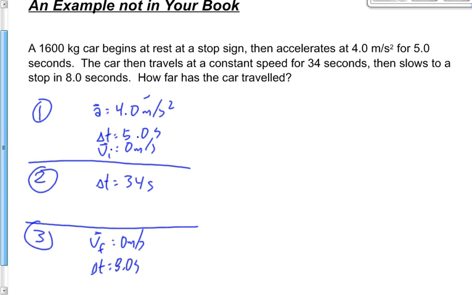Here we're going to say d is equal to ViT plus 1/2 AT squared. Vi is 0, so that disappears. 0 times time is 0, plus 1/2 of 4 times 5 squared. 25 times 4 is 100, divided by 2 is 50 meters. Good. Okay, got my first displacement.